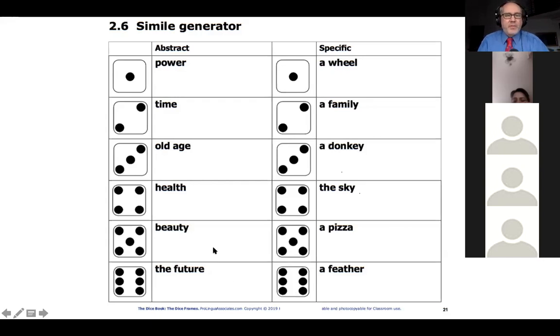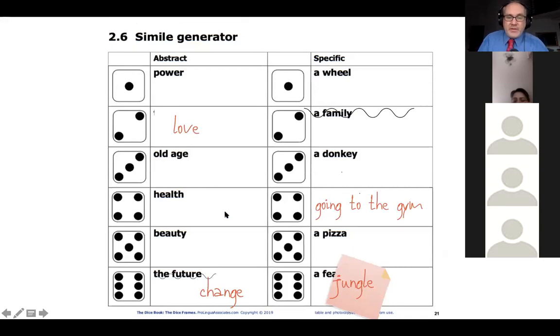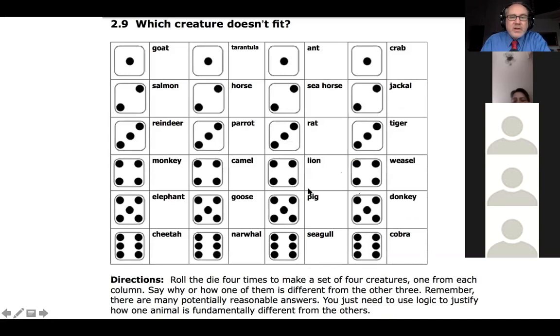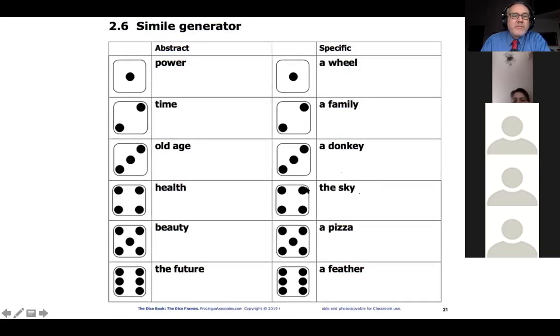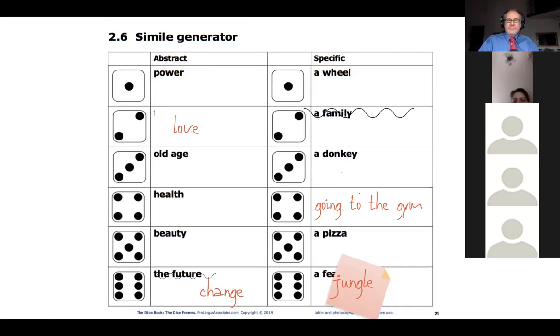Let's try another roll. If I roll 6, again I get the future. And you see I'm doing some erase and replace here. So now I have change for number 6. Change is like 6, a jungle. How is change like a jungle? Anyone want to make a simile and tell us how change is like a jungle? Wow, you never know what lurks from behind the trees. You never know what's coming next.